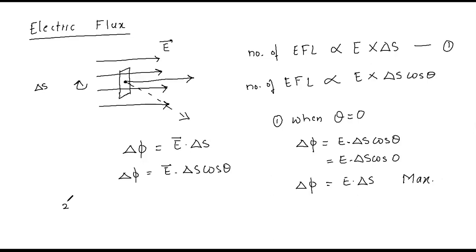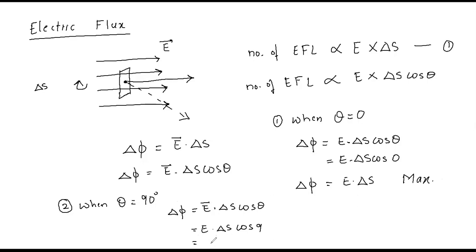Now if I consider the second case, that is when theta is equal to 90 degrees, what happens? Substitute. Delta phi is equal to E into delta S cos 90. What is cos 90? Cos 90 is 0. So the answer is 0, that is delta phi is equal to 0. Here we can say that the flux is 0.